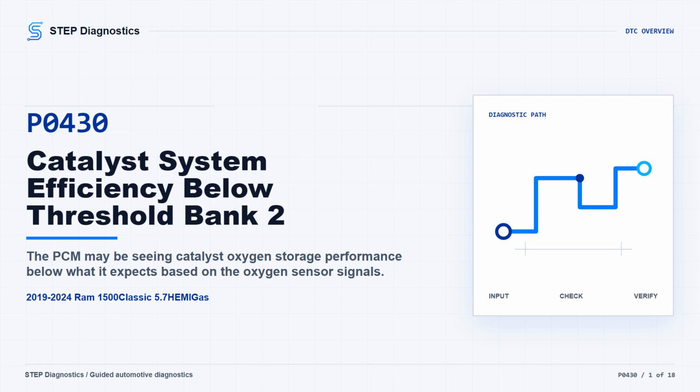Before calling the converter bad, keep the broad fault areas in mind: an exhaust leak, an engine mechanical condition, an aging or fouled oxygen sensor, or the catalytic converter itself. Treat this as a performance and plausibility diagnosis, not just a parts call.